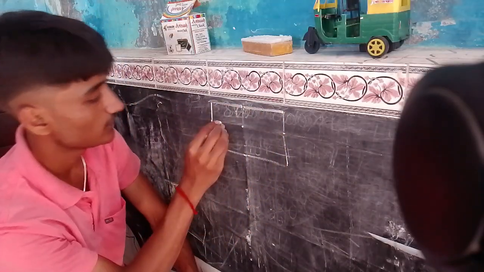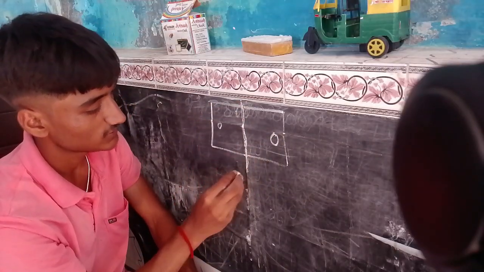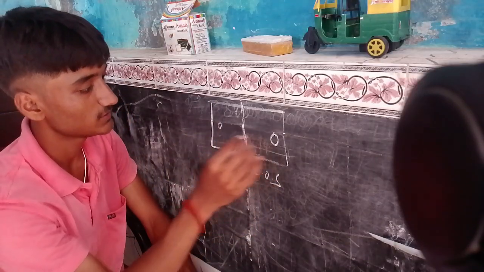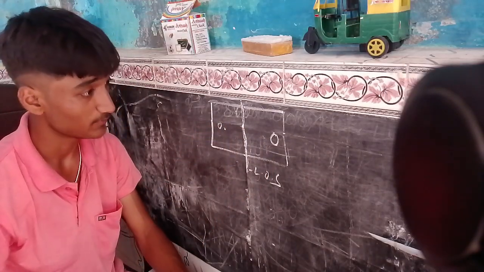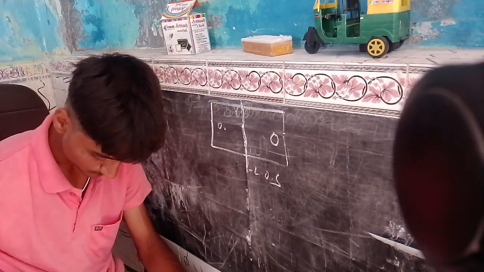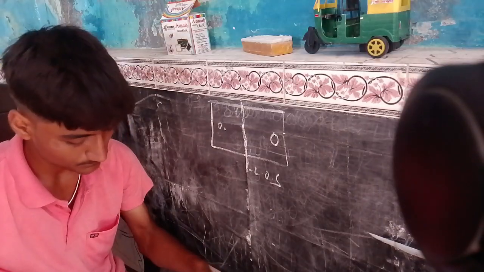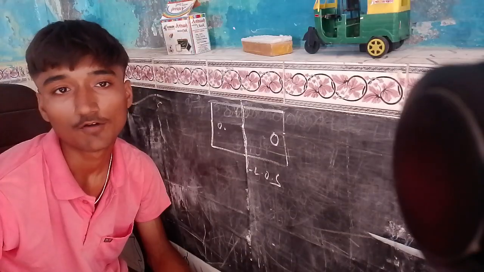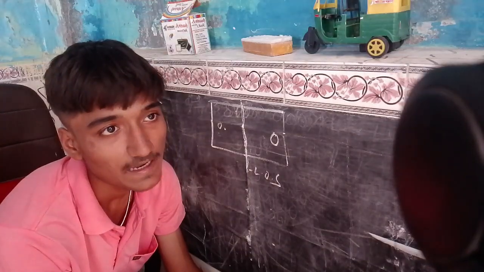This is the picture, and the line of symmetry is this. So this is the line of symmetry. This is the picture, and this is the symmetrical figure of this. We can say it is the mirror image of this one. And polygon means a shape formed with line segments.